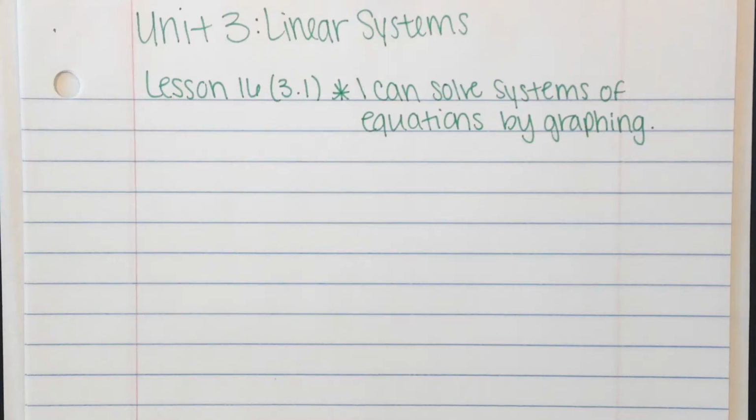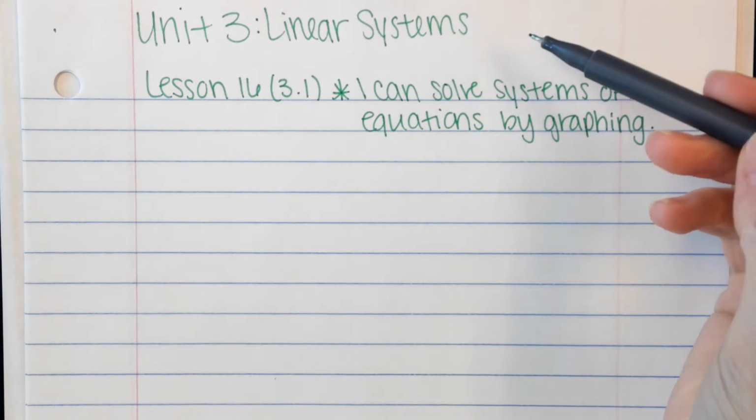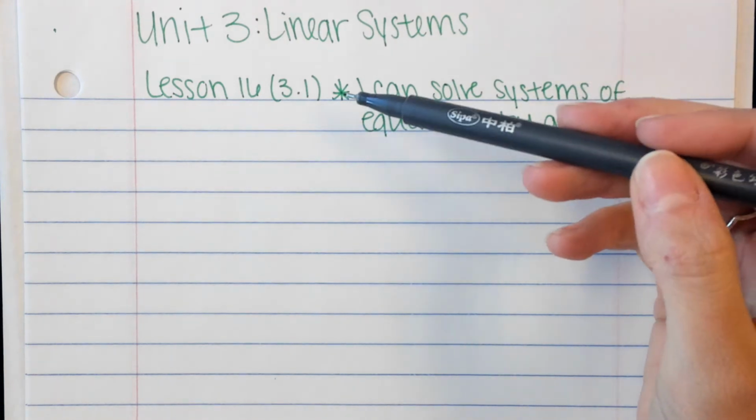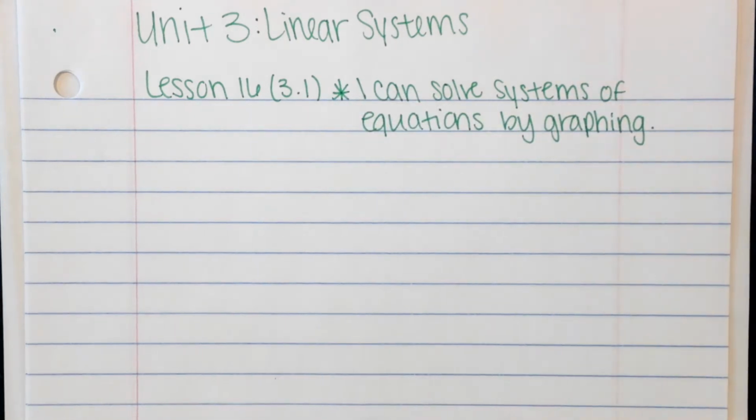Okay, today we're going to look at lesson 16. We're starting unit 3, which is over linear systems, and this comes from section 3.1, and your learning objective is: I can solve systems of equations by graphing.